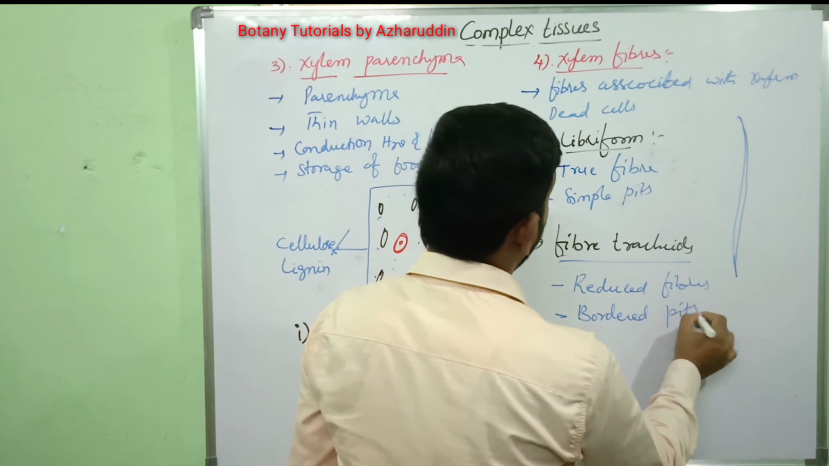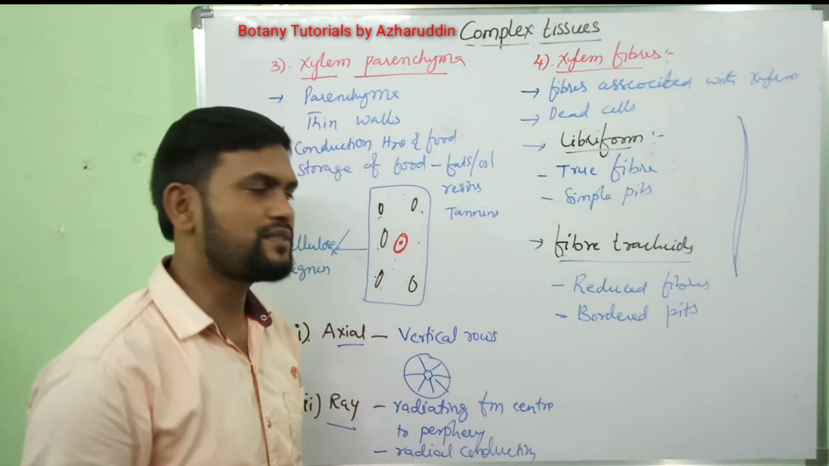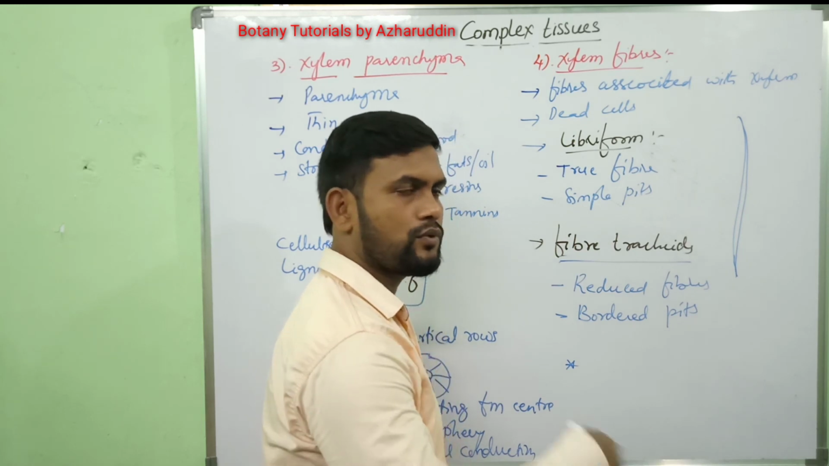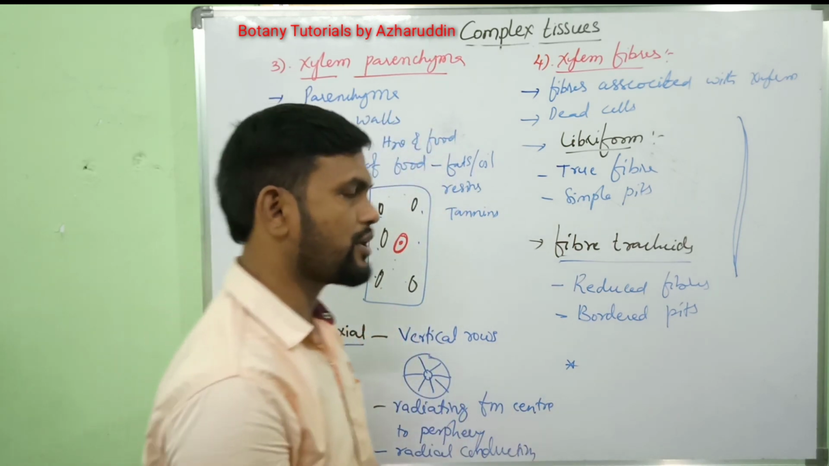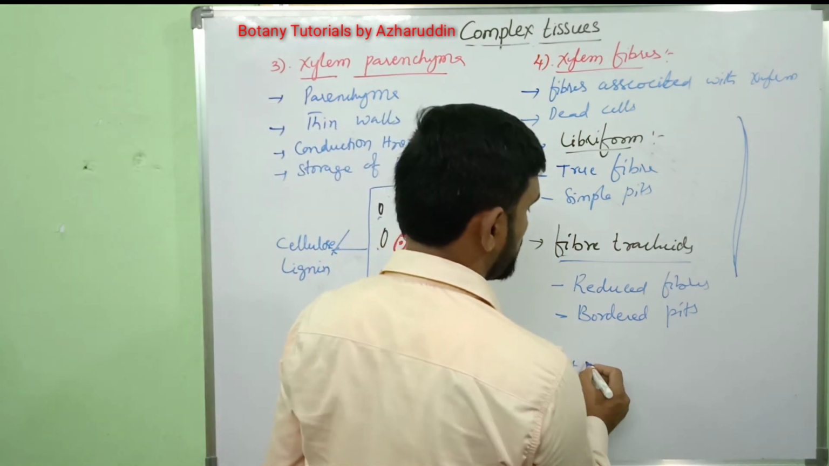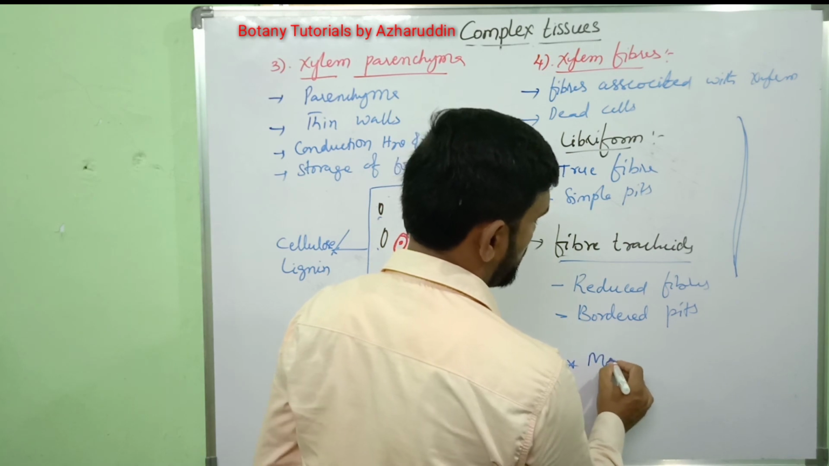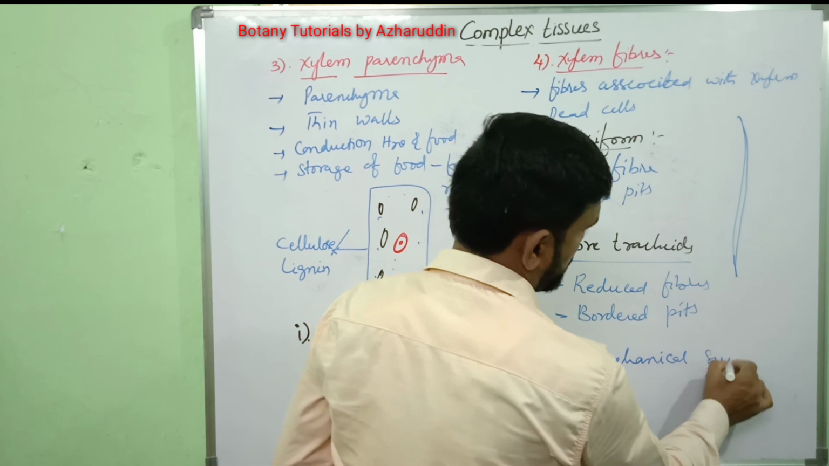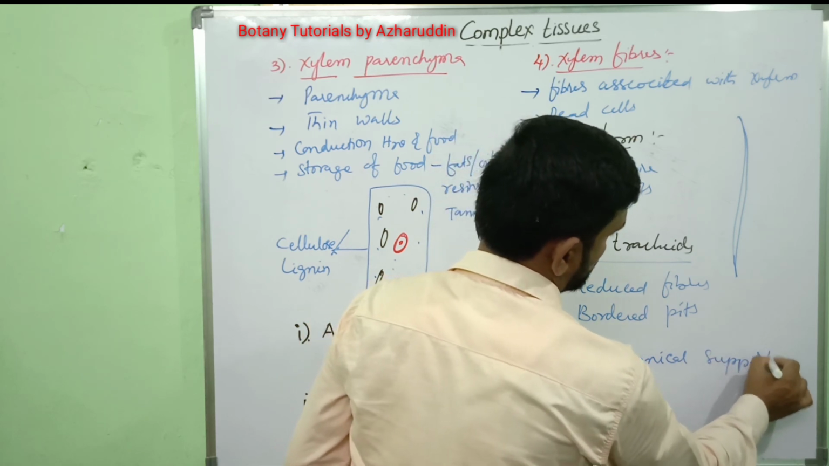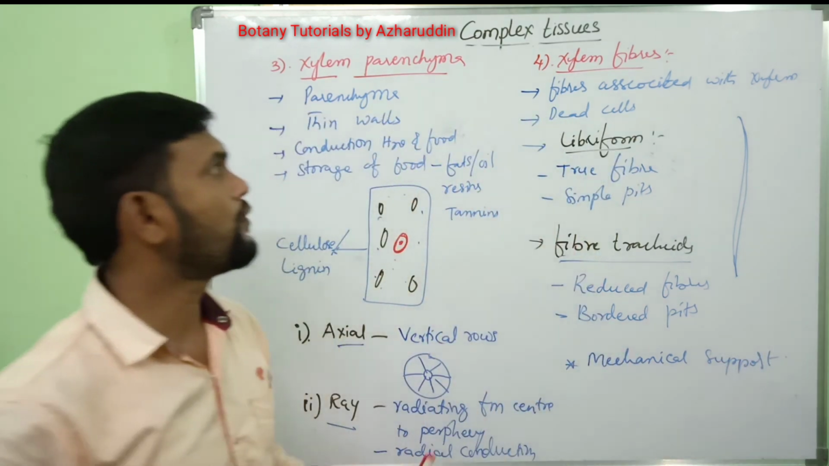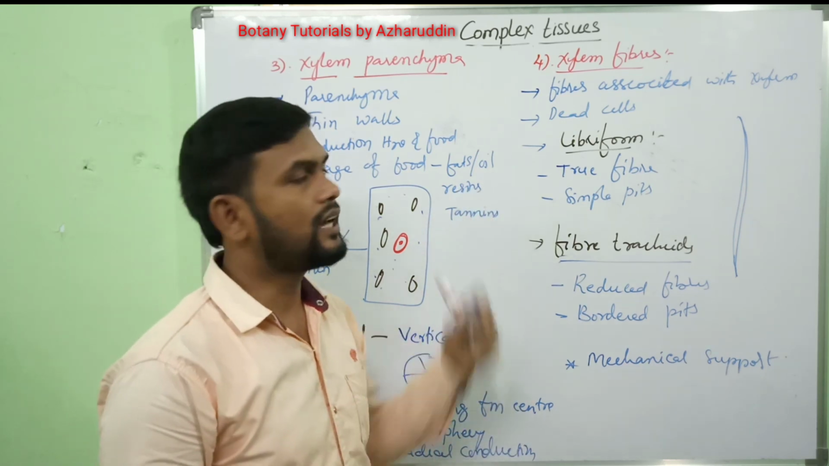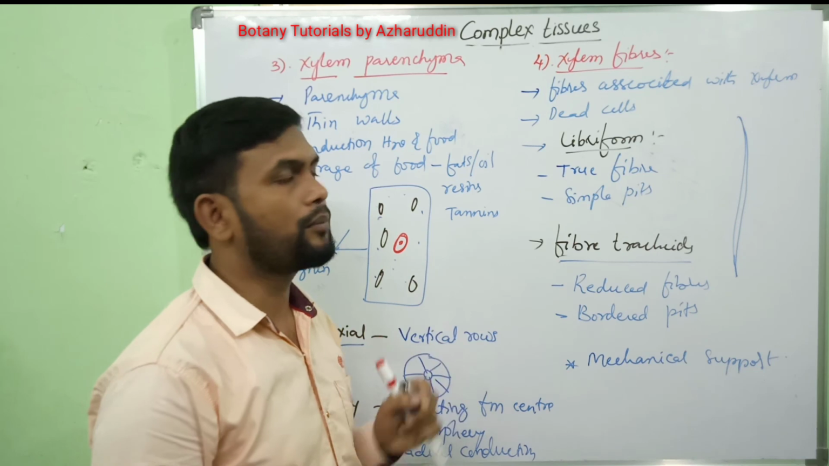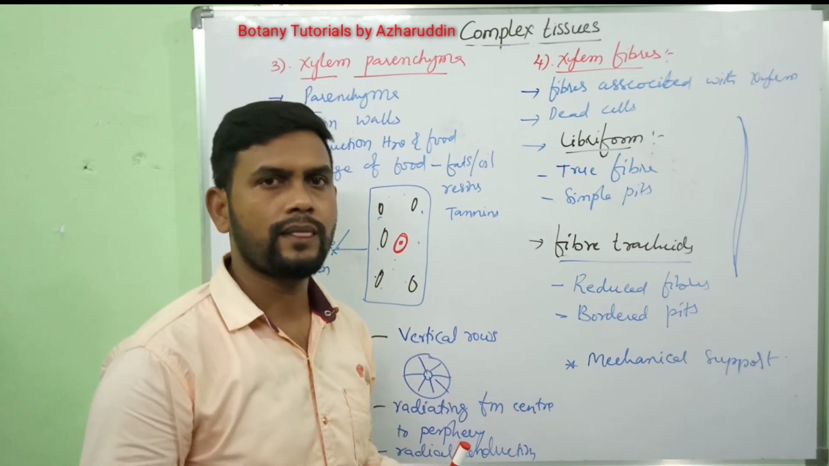And xylem fibers help in mechanical support. They give strength and mechanical support to the plant body. Okay, this is about the fourth element of xylem. In the next video I will come with another type of complex tissue, that is phloem. Thank you.